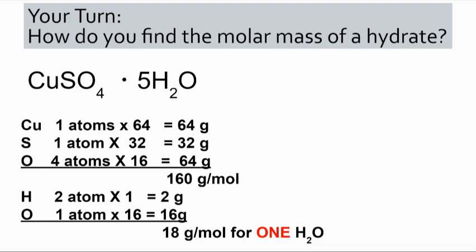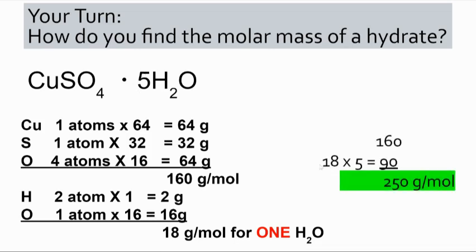Hopefully you got a molar mass for copper sulfate of 160 grams per mole: 1 copper atom, 1 sulfur atom, 4 oxygen atoms. Water has a molar mass of 18 grams per mole, but we are going to need to account for the 5 water molecules that are attached. So 18 times 5 is 90, which gives us a molar mass of 250 grams per mole for the entire hydrate, copper sulfate pentahydrate.